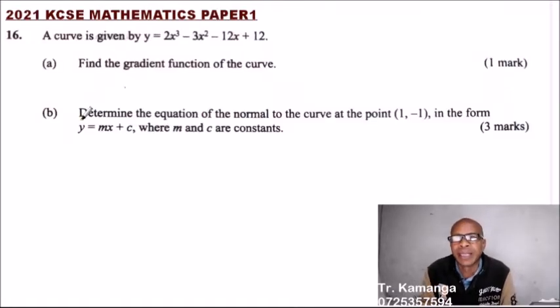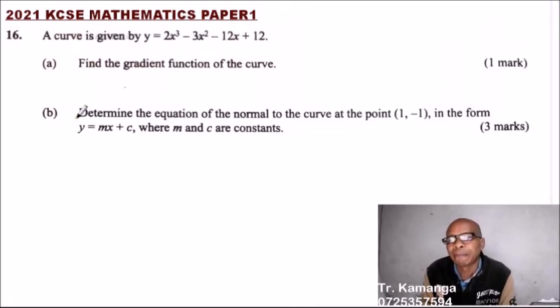Question number 16. A curve is given by y equals x cubed minus 3x squared minus 12x plus 12. Part A, find the gradient function of the curve.